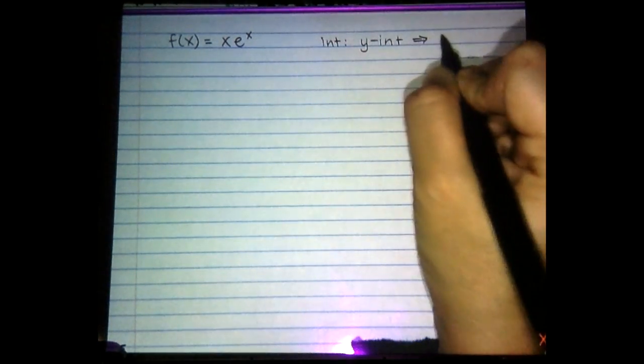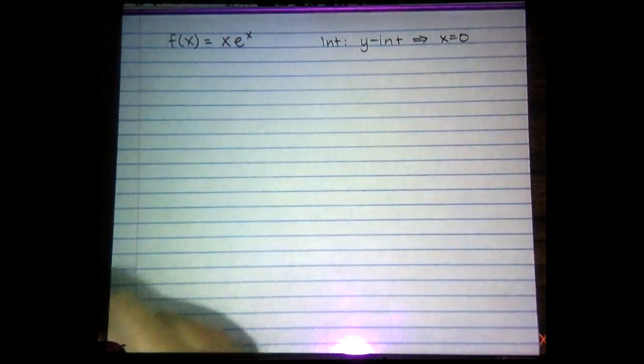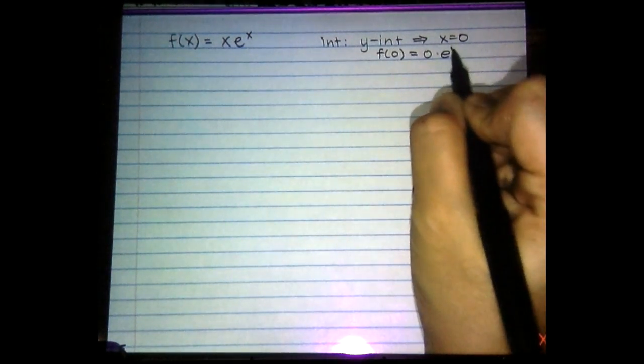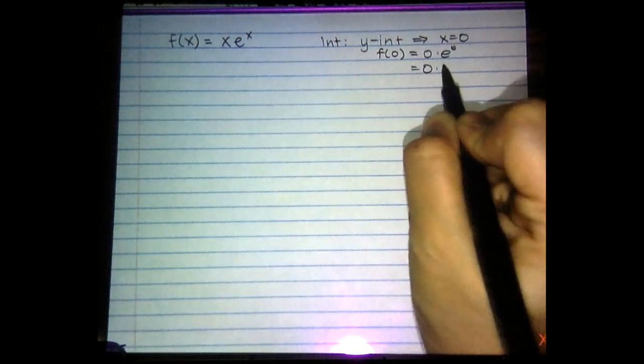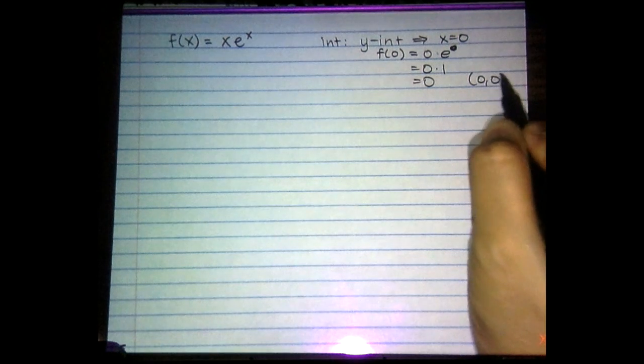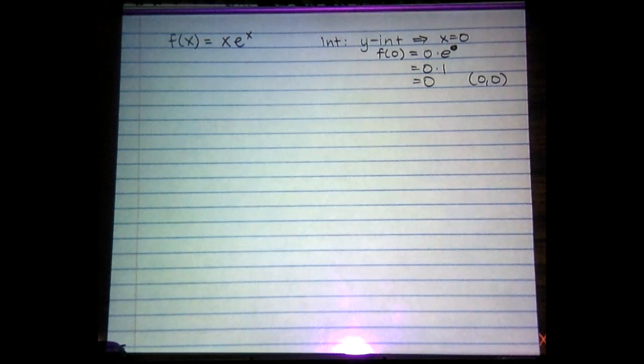A y-intercept would imply that x is equal to 0. And if x is 0, we would look at f of 0, which is 0 times e to the 0. I'll go ahead and show my work. It should be 0. And so (0, 0) is the y-intercept for this function.